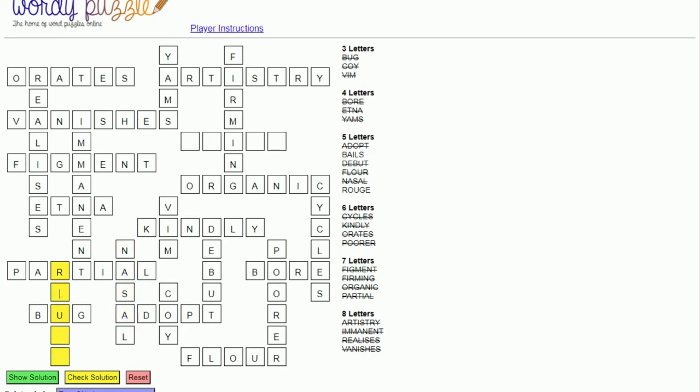Now we're writing the last couple of words. This must be rouge. And that just leaves us, unless we've gone horribly wrong, Bales. So that's Bales in place. Every word is crossed off. Let's click check solution. Yes, okay. And so that's how to solve a crisscross puzzle.